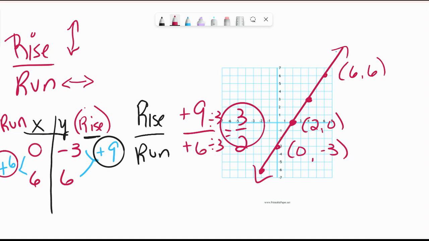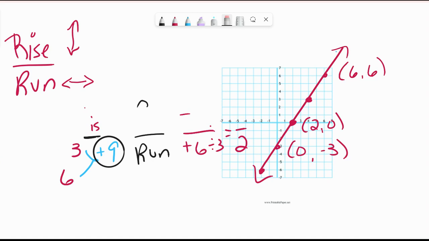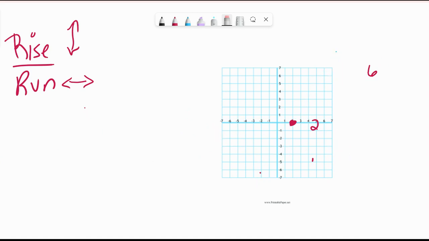So let's look at another line. Let's erase this here. We'll look at another line that looks like this. And I want you to notice that when you look at this line, like a book, you read it left to right. That's how we read books, left to right. And when you read it left to right, the line is going down.